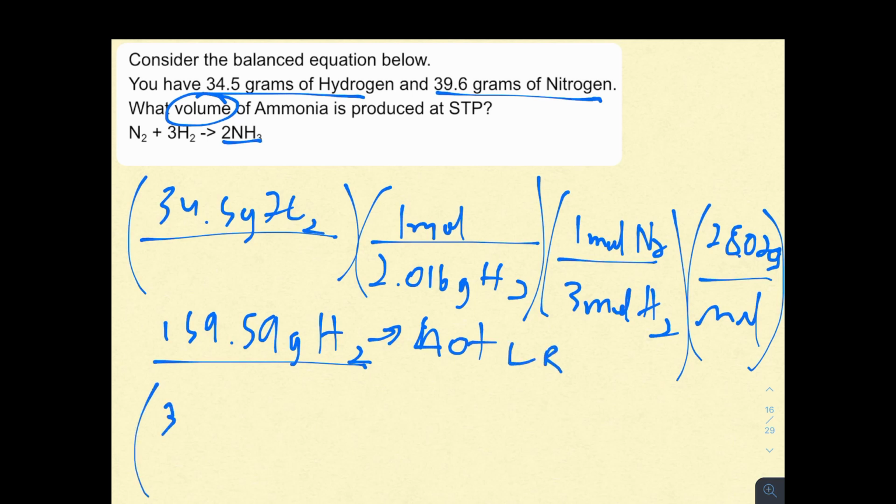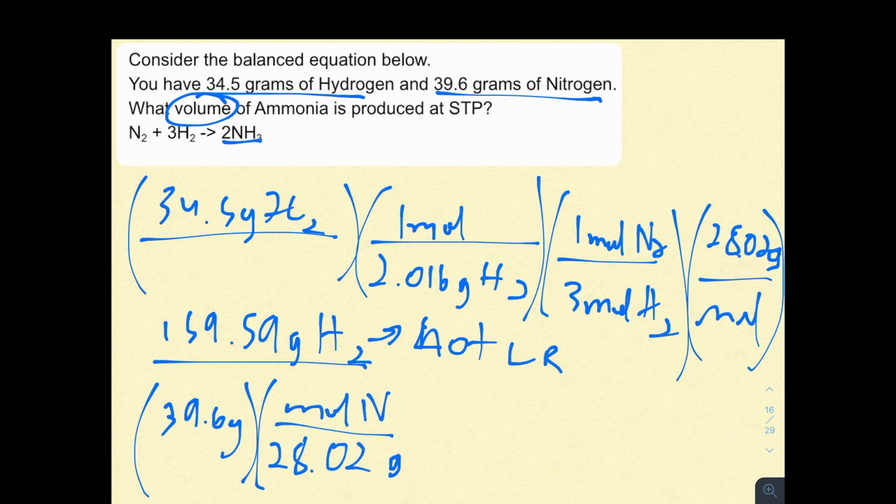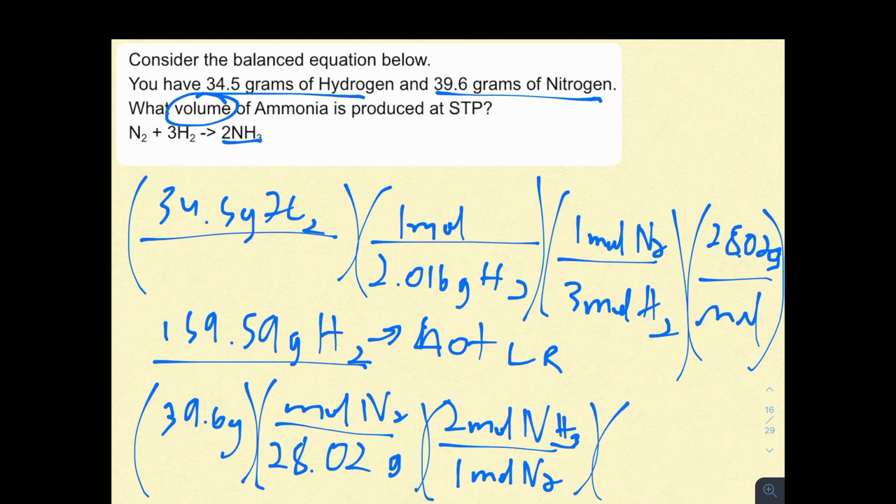Now, we have to remember where we are going. We are trying to find the volume of ammonia produced at STP. First, we take our grams of nitrogen that we are given, not what we calculated, and divide by its molar mass to get moles. We then use our molar coefficients to get from nitrogen to ammonia. It's a 1:2 ratio. Finally, we are asked for our volume at STP, so we multiply the moles of ammonia by 22.4 to get liters, and we get 63.27 liters of ammonia produced.